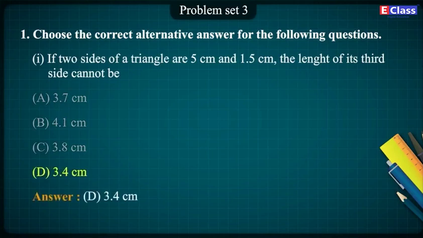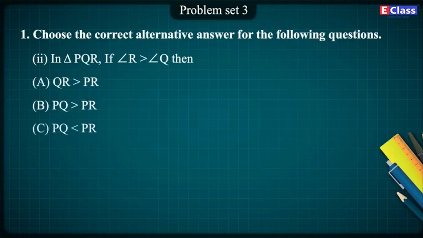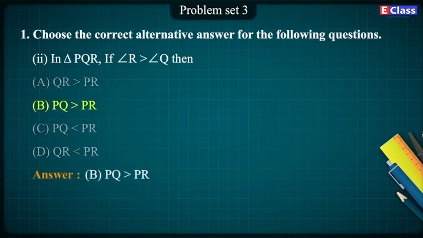2. In triangle PQR, if angle R is greater than angle Q, then A. QR is greater than PR. B. PQ is greater than PR. C. PQ is lesser than PR. D. QR is lesser than PR. Answer B. PQ is greater than PR.